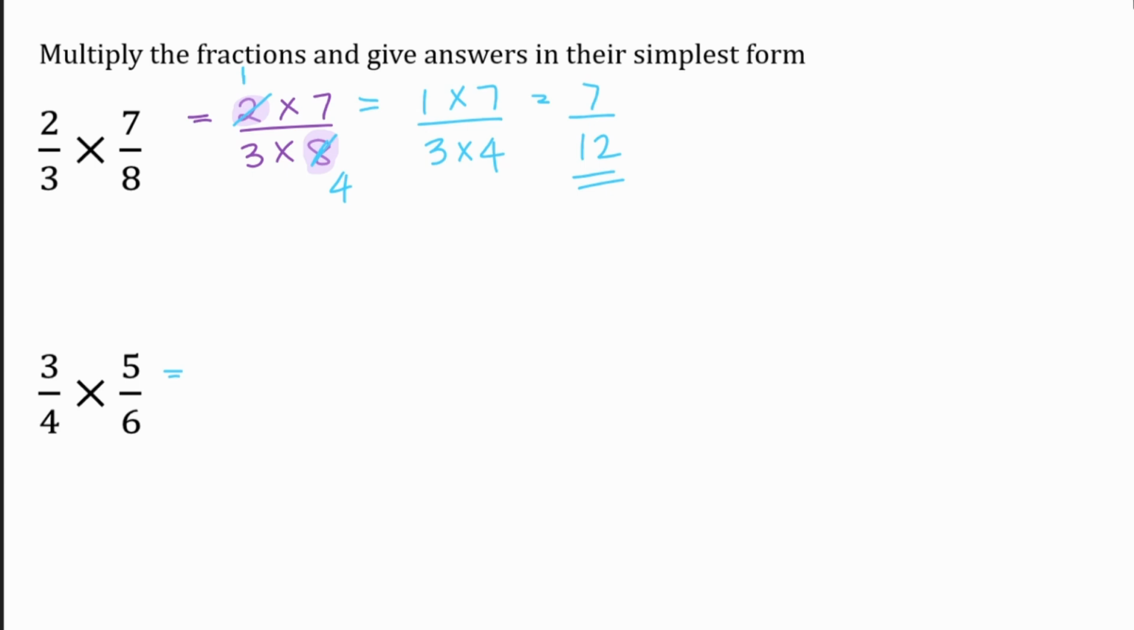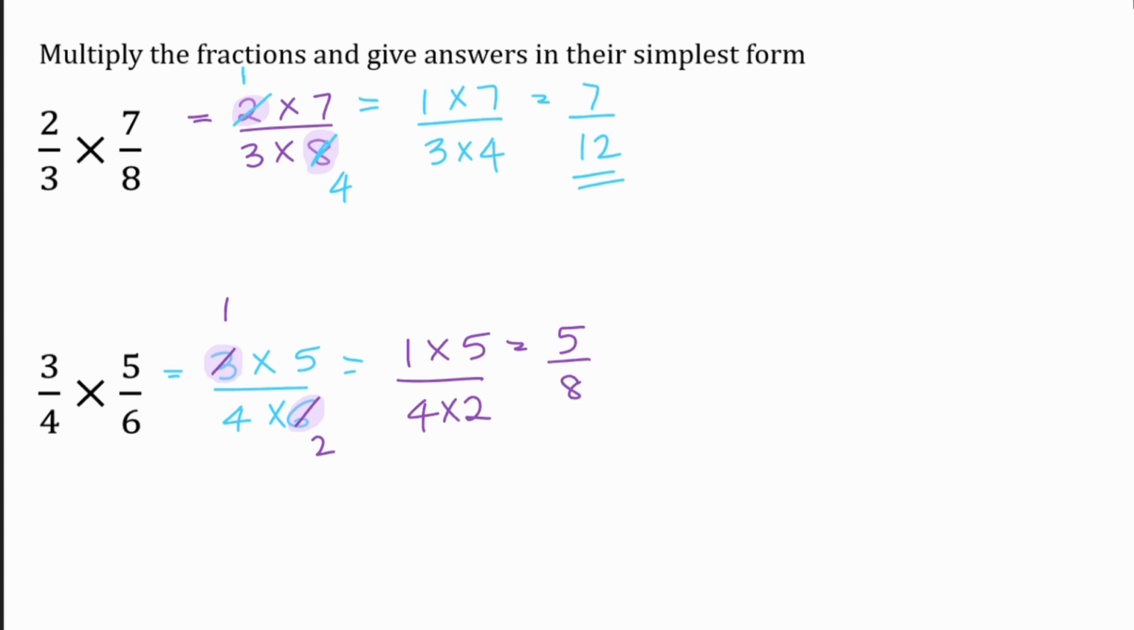For the second one, we are going to multiply 3 by 5, and 4 multiplied by 6. So again, we've got numbers in the numerator and denominator that have common factors. I've got 3 and I've got 6, and the common factor of 3 and 6 is 3. So we are going to divide my 3 by 3 and 6 divided by 3, which gives us 2. I can rewrite this as 1 times 5 and 4 times 2 in my denominator. 1 times 5 will give me 5, and 4 times 2 will give me 8, and that is now my answer in its simplest form.